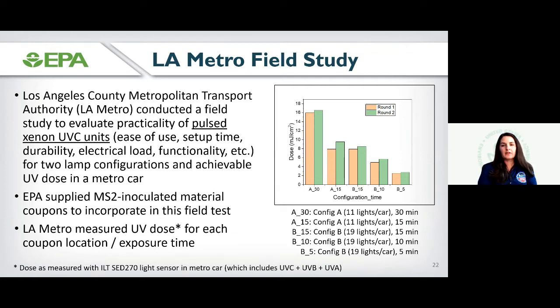So in particular, LA was interested in looking at 2 different light configurations and wondering if by doubling the lights, they were able to achieve twice the dose at these different locations, which would then hypothetically allow them to cut back on the amount of time that the lights were deployed in the car, which would help to speed up the process of moving these lights in and out of the cars. So down on the bottom right is a little chart with the different light configurations and the different exposure durations that LA Metro was considering in this field test.